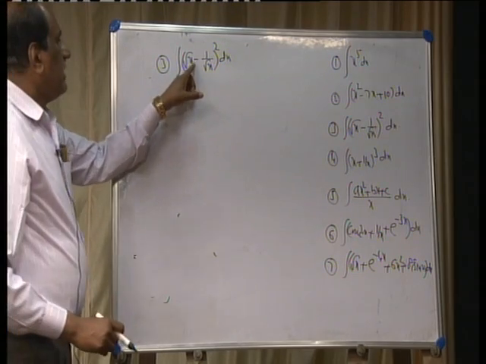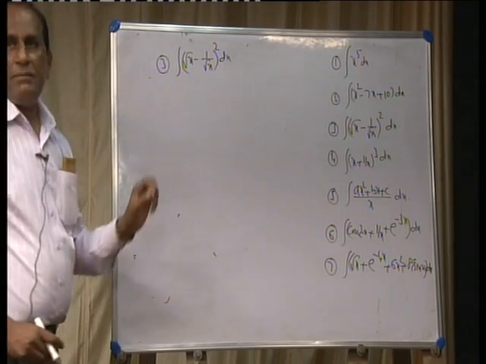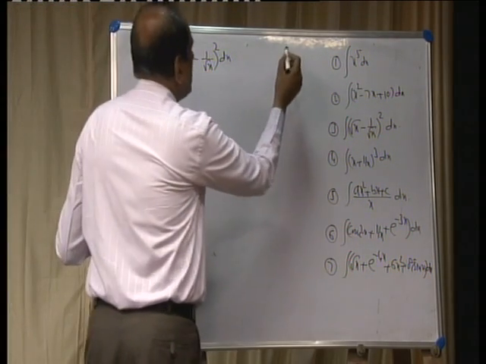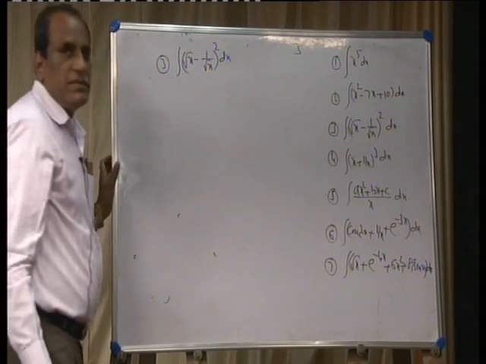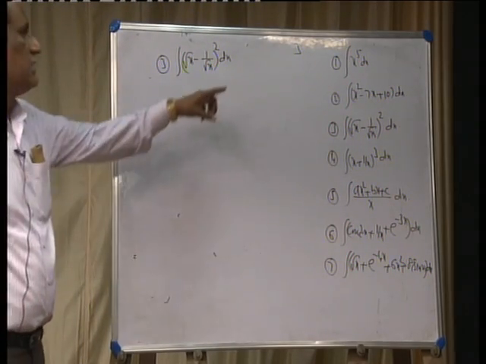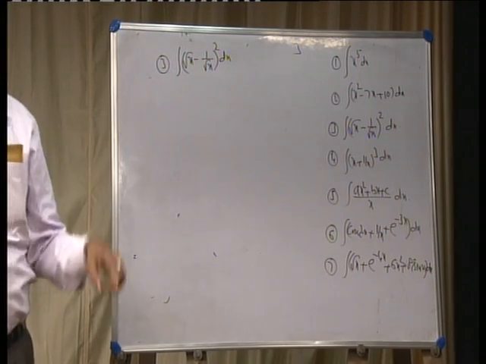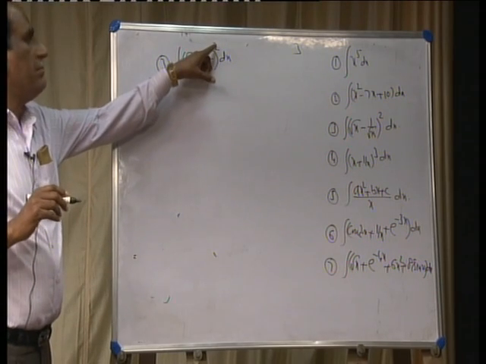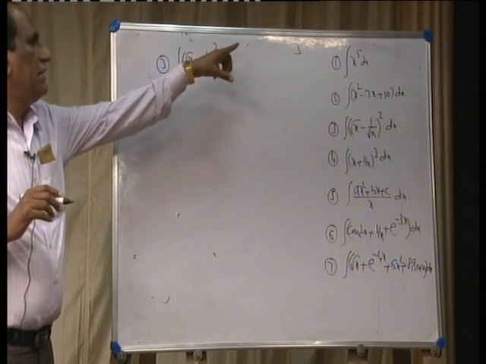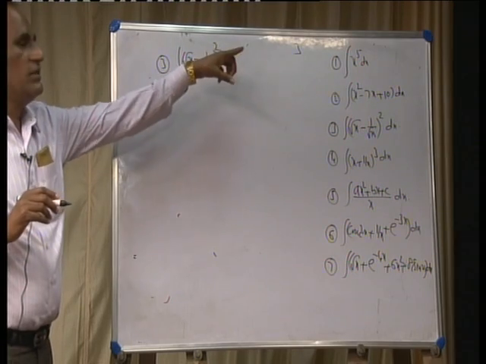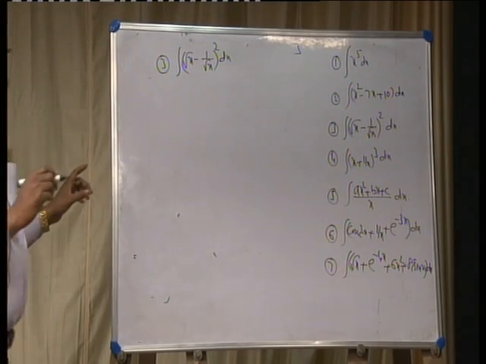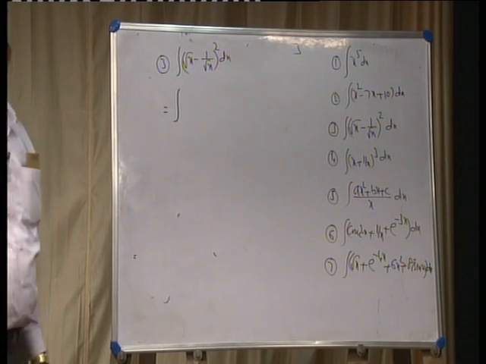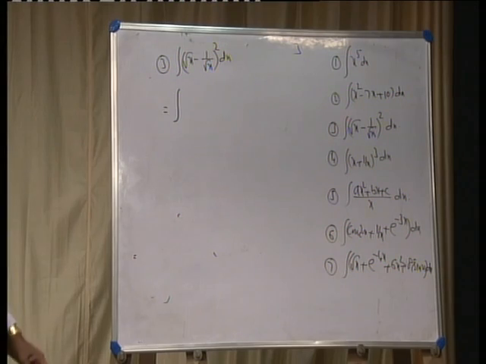See here, root x minus 1 by root x whole square, the power is 2. So, using the binomial theorem, if you expand this, you will get 3 terms. If the power is 2, the number of terms in the expansion is 3. In general, in the binomial theorem, the number of terms in the expansion is 1 more than the power of the binomial. Power 2, you will get 3 terms; power 3, you will get 4 terms, like that. So, before integrating, you must expand using the a minus b whole square formula.